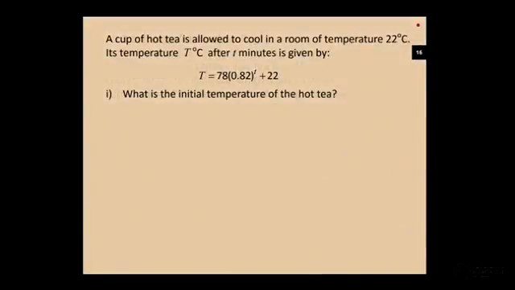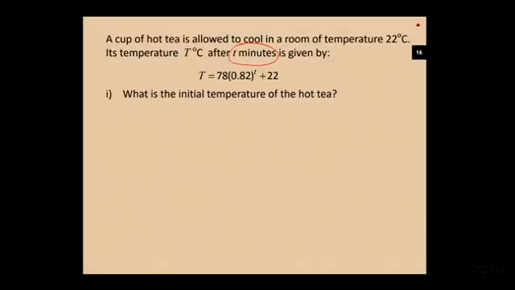We've got ourselves the lecture example: a cup of hot tea is allowed to cool in a room of temperature 22 degrees. So it's temperature capital T, degrees Celsius, after t minutes. So T has been established, little t has been established in minutes, is given by. Now they may give you that. They haven't actually asked you to formulate that. So this is a question where you're not expected to know too much of the science behind it. It's just a formula. It's an exponential equation.